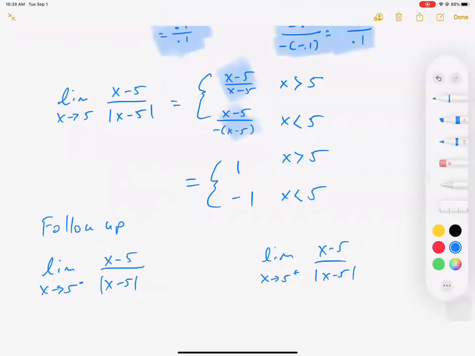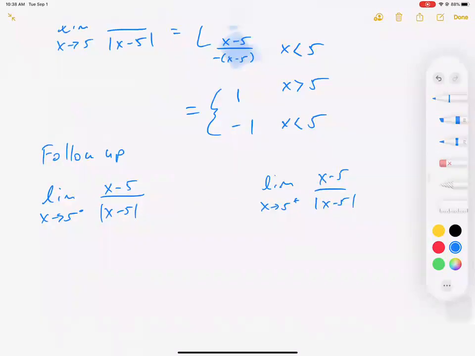If I went ahead and plugged in the number 5, we end up dividing 0 by 0. No answer. Not helpful at all. So what we're going to do is rewrite this problem: x minus 5 over x minus 5. Does the left side of 5 give me a negative or a positive inside the absolute value? If I plug in, let's pick a number, 4.9, would 4.9 make this a negative? Yes. So we would have to include a negative here.